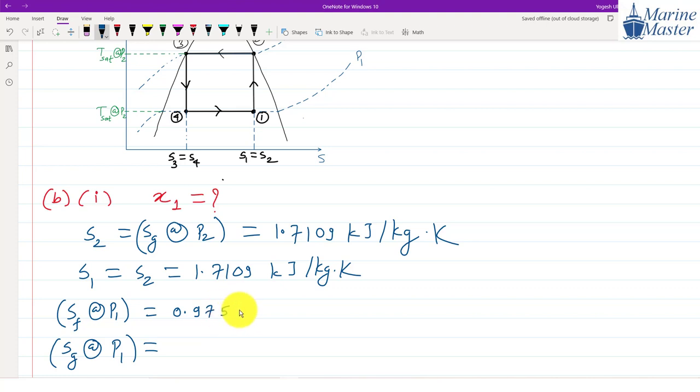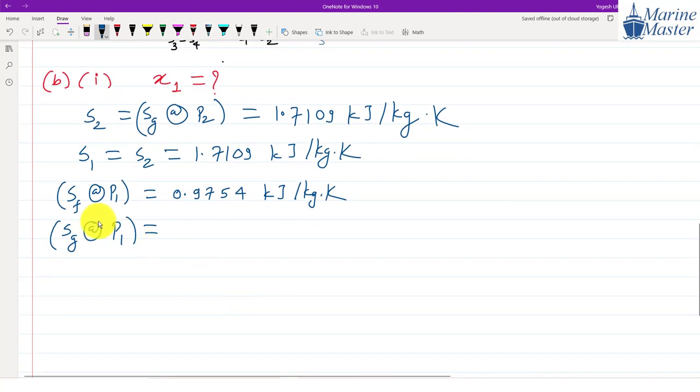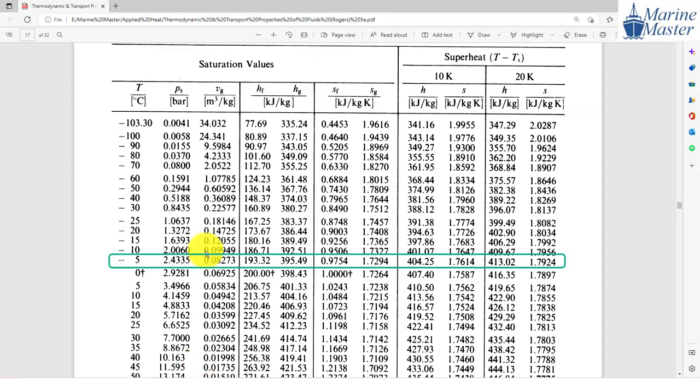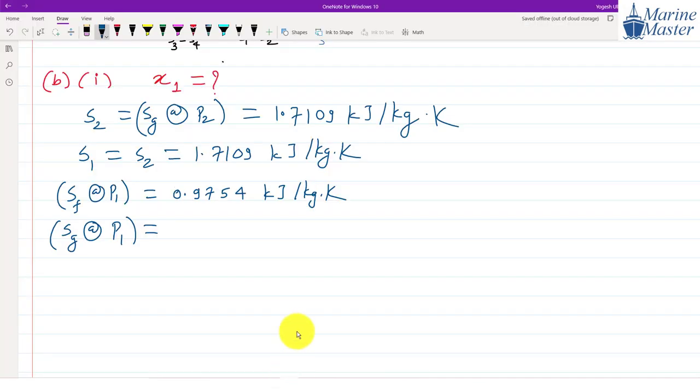So 0.9754, unit kilojoule per kg Kelvin, guys. Always be careful with the unit. And SG at P1, so where will we go? See this one. How much are we getting, guys? 1.7294. So here we will have 1.7294, unit kilojoule per kg Kelvin. So we have SF at P1, and we have SG at P1.